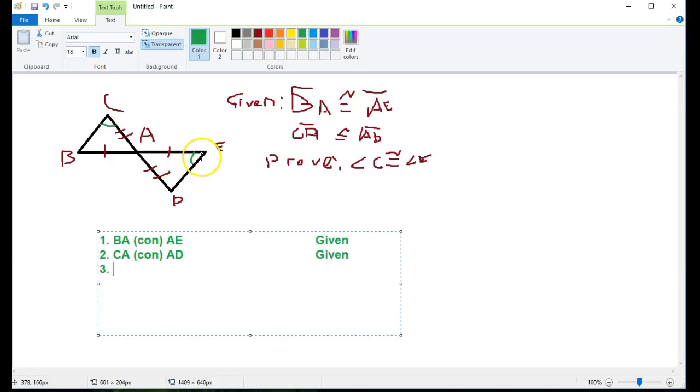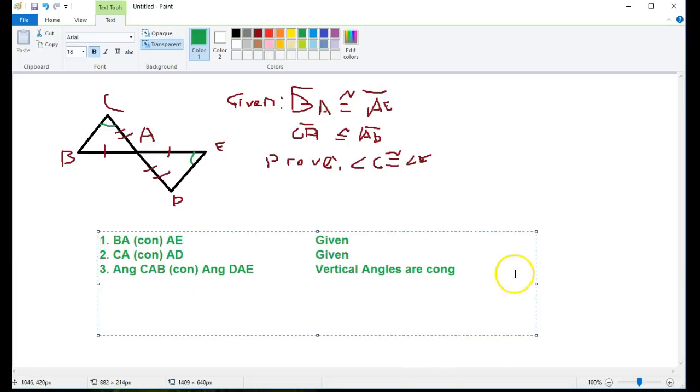Well, we're not going to use this one because this is going to be after our proof. We're not going to do this one because we don't know. We can use this angle, angle CAB, and angle DAE, and the reason for that is because they are vertical. So we could say angle CAB is congruent to angle DAE, because vertical angles are congruent. After this, we can say that these two triangles are congruent.